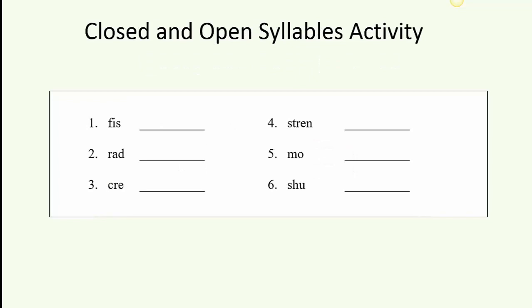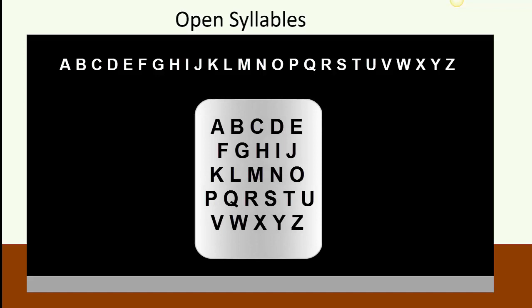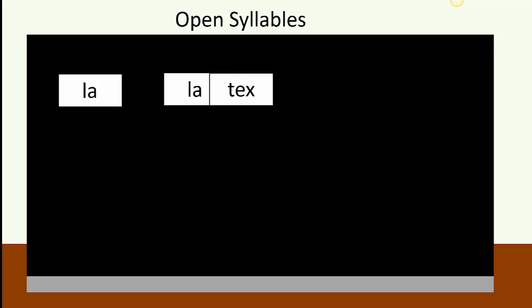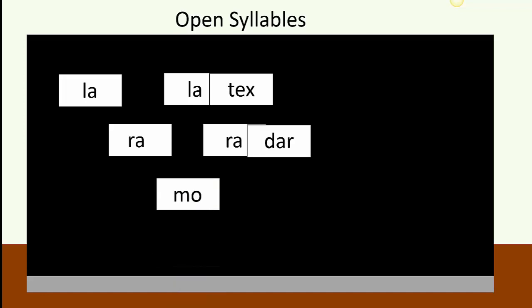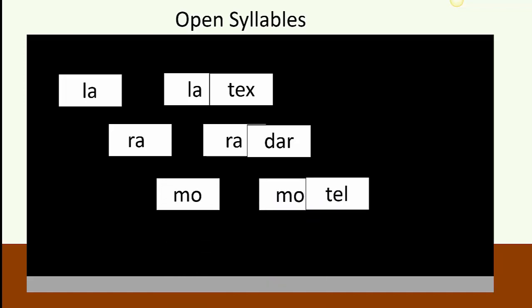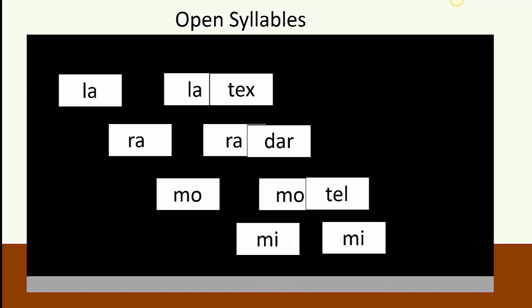Students can be given lists of mixed closed and open syllables and asked to label them closed or open. As with closed syllables, the teacher can use magnetic letters on the board or on a magnetic journal to build open syllables for the students to decode. Initial consonants can be manipulated. Lay, as in latex, can become ray, as in radar, as well as the final vowel. Mo, as in motel, can become my, as in minor.